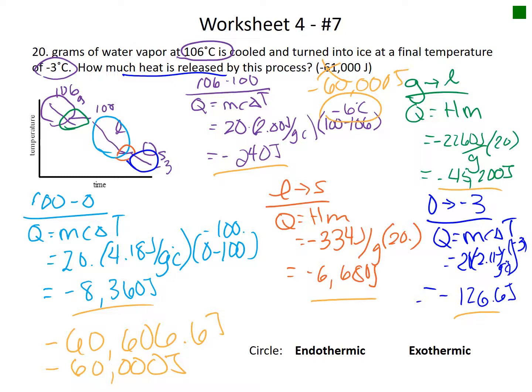To figure out if it's exothermic or endothermic, I'm going to look at overall what's happening to the temperature, which is it's going down, which means that it's releasing that energy because temperature is directly related to energy amount. And because the energy amount is going down, I know it is releasing it, so therefore it is exothermic.